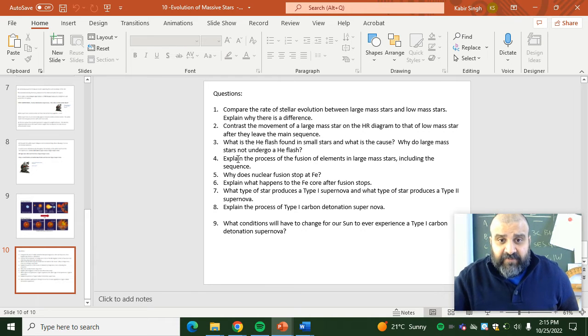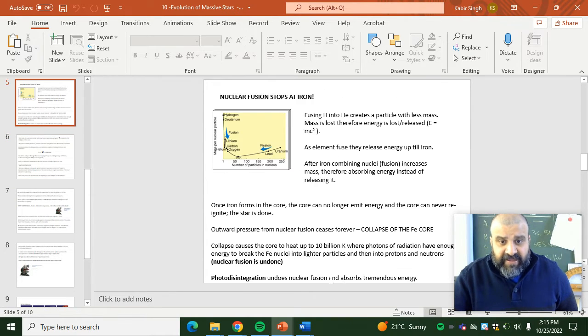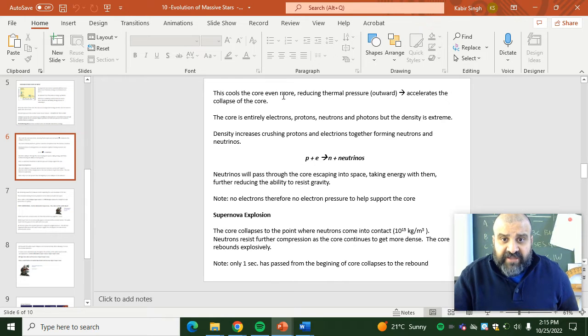So let's go back here. Photodisintegration undoes the nuclear fusion and absorbs a bunch of energy. In doing so, the core gets even cooler, which reduces the pressure outwards, so the core keeps collapsing even faster.